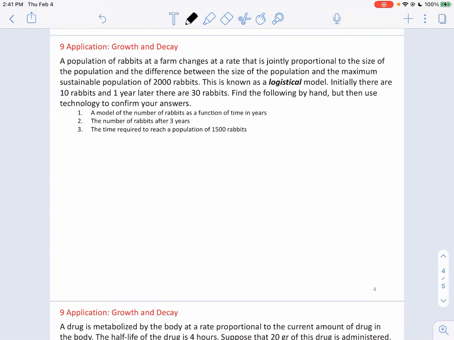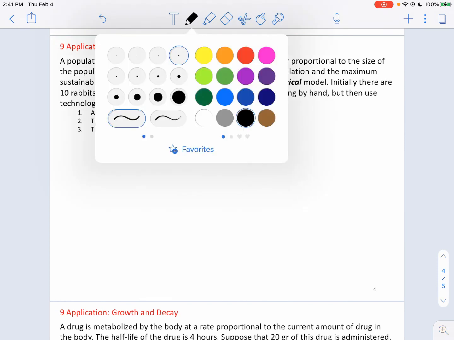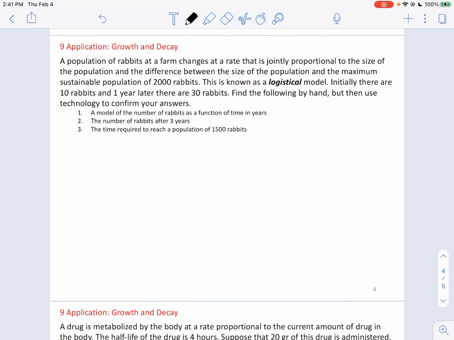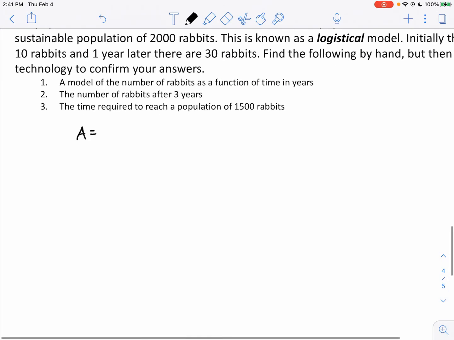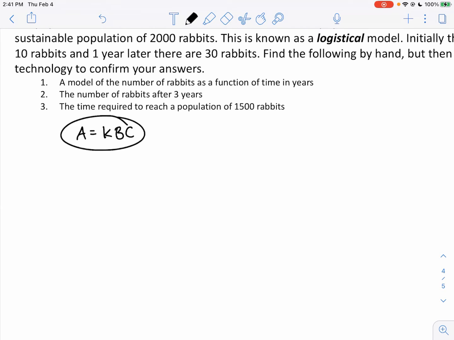A population of rabbits at a farm changes at a rate that is jointly proportional to the size of the population and the difference between the size of the population and the maximum sustainable population of 2,000. Okay, to be jointly proportional. If I say A is jointly proportional to B and C, then you would say A is equal to some constant times the product of B and C. This is what it means to be jointly proportional to two things. Directly jointly proportional, to be more clear, but this is how we're interpreting that statement.